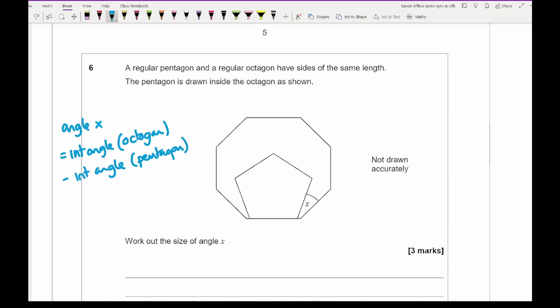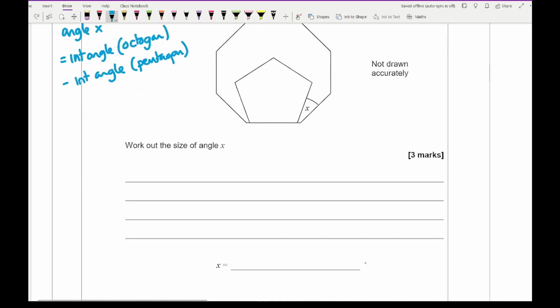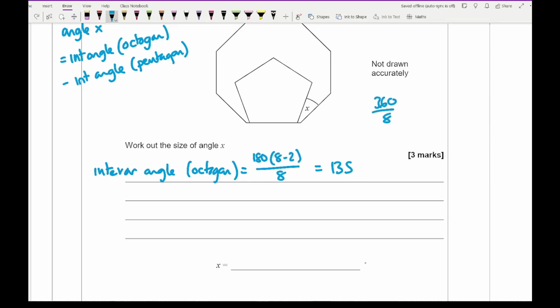So what I need to do is work out these two things first. So here the interior angle of the octagon is going to be, well, again, you can use either calculation. So you can do 180 times (8 minus 2), all divided by 8, and that gives me an answer of 135. Alternately, you could have done 360 divided by 8, which is 45, and then do 180 minus 45, which equals 135. So again, either way, it's entirely up to you.